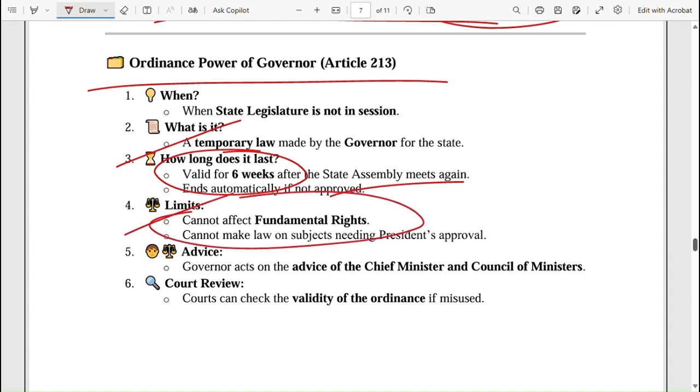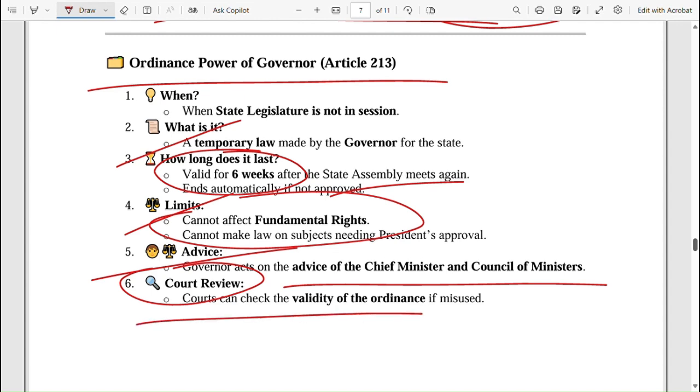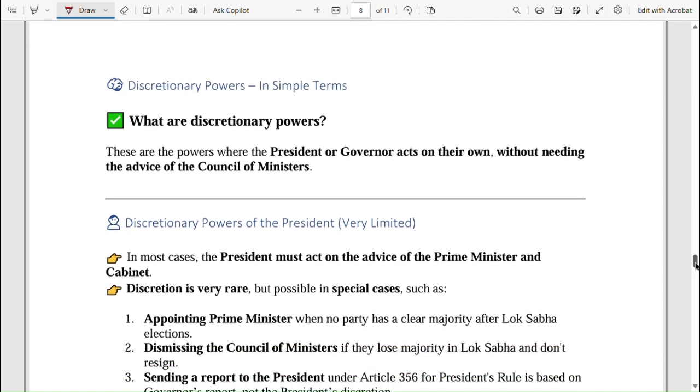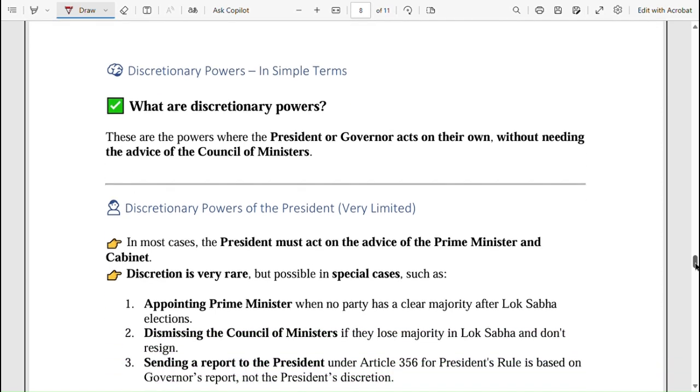The limitations are the same as the president's, that it shouldn't go against the fundamental rights, right? And the governor has to take the advice of the chief minister. In the case of the president, it has to be the prime minister. And here, what about court review? Here also the court can look through the matter and decide whether it is rightly made or not.